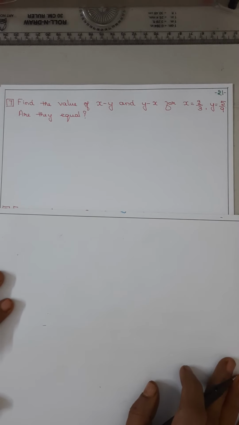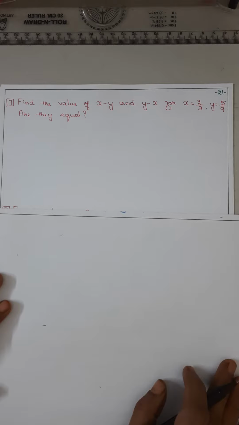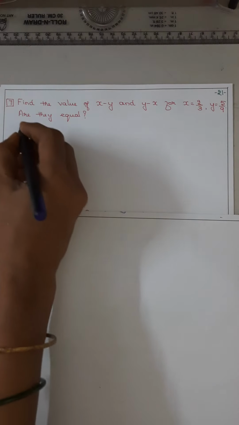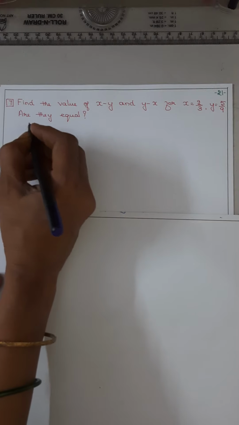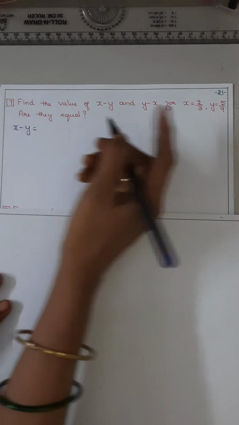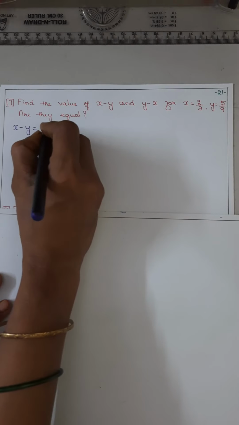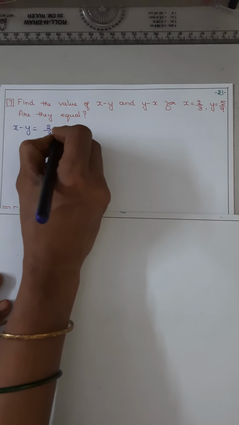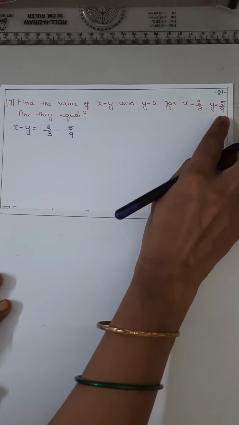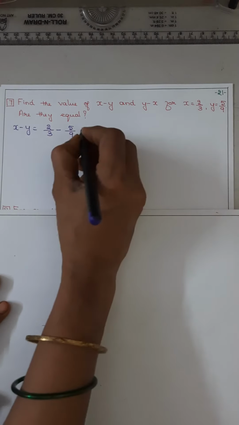Means what? The commutative property. Isn't it? Two rational numbers, when you interchange, it won't be equal, but we have to show. So first we will write x minus y. The values given are 2 by 3 minus 5 by 9.